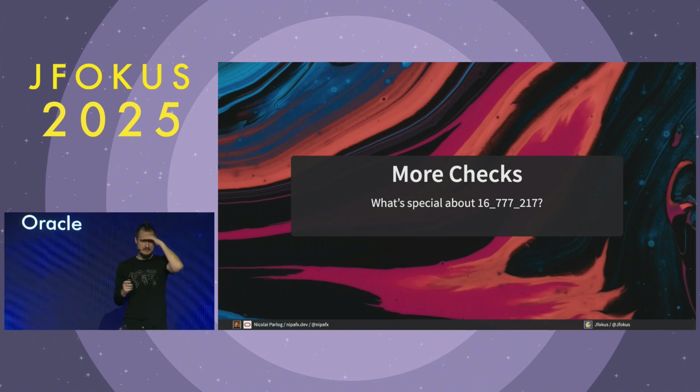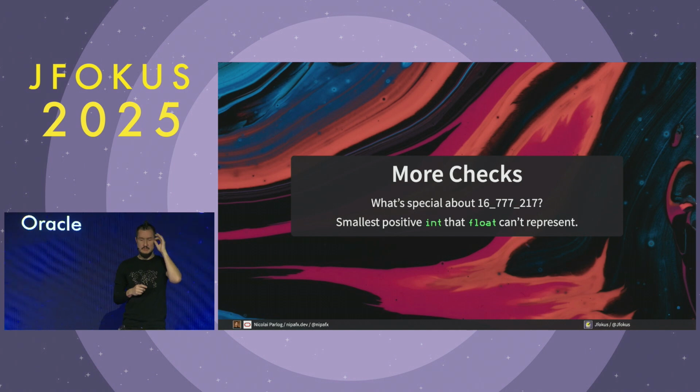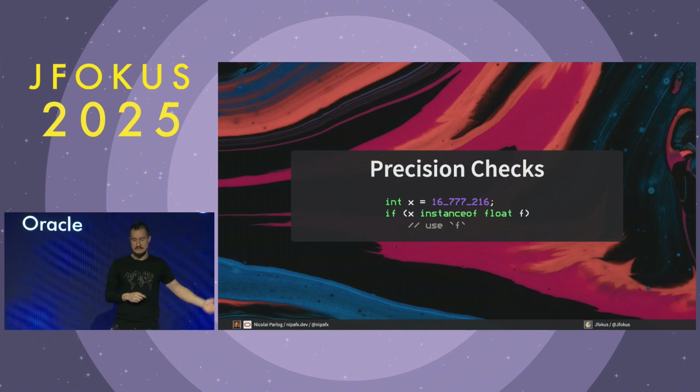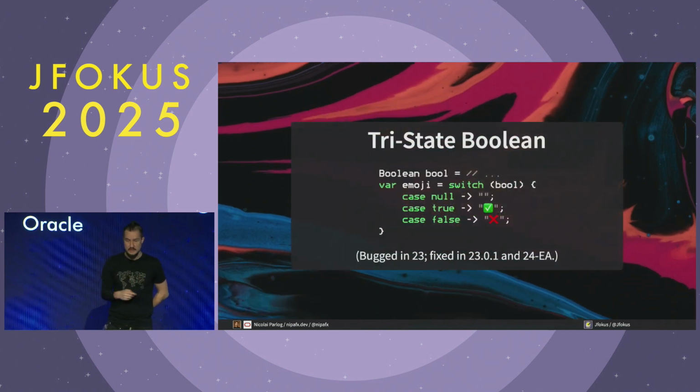What's special about this number? What's special about this number is it's the smallest positive int that float cannot represent. So this gets funkier because does it fit into a byte as a regular range check? But does it fit into a float precisely? It's no range check anymore. That's more complicated. You have to do double casts and figure things out. Or you just do this. You just ask, is that number an instanceof float? If yes, you can use it. Otherwise, you can't.